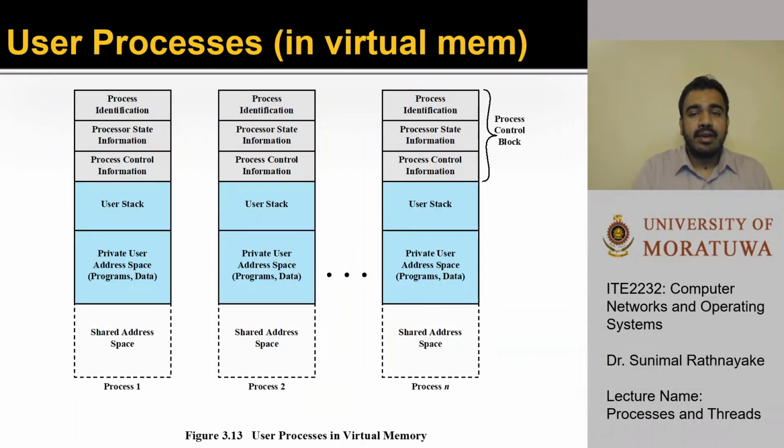So this is a depiction of user processes. You can see the process control block information, and they have the user stack and some address space for the programs and data, and there's a shared address space for these processes. There may be some shared address space. Sometimes you don't have a shared address space, sometimes you may have. So typically, a process has its own memory space, which does not interfere with other processes' memory areas.